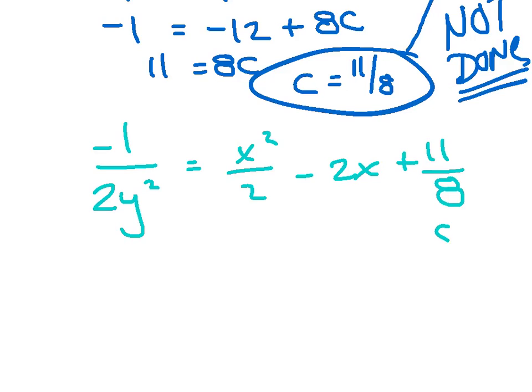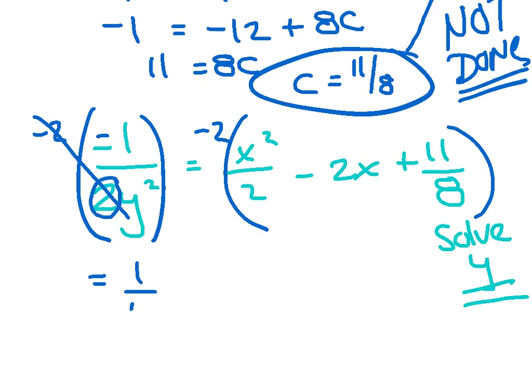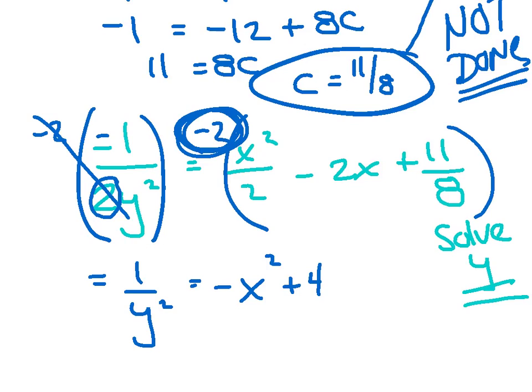And now your goal, of course, remember, it was dy dx, so we have to solve for y. So I would say at this point, I'm just going to multiply every term by negative 2. Obviously, I'm using the 2 here to kill that and the negative here. So I'm just going to say multiply this side by negative 2. And again, you can write it next to every term, or you can just say, quantity times negative 2. So that leaves me with 1 over y squared. And remember, I'm multiplying every term by negative 2. So I've got negative x squared plus 4x minus 22 over 8.